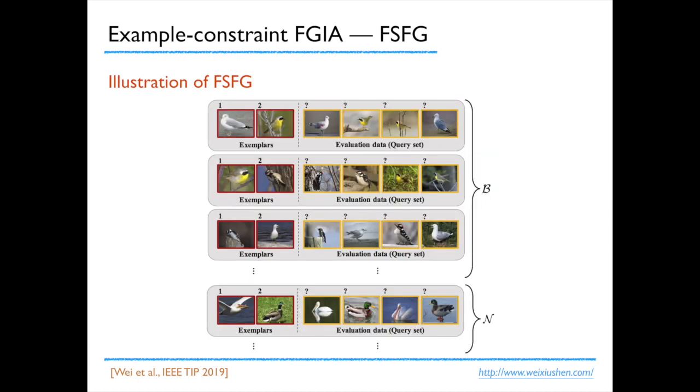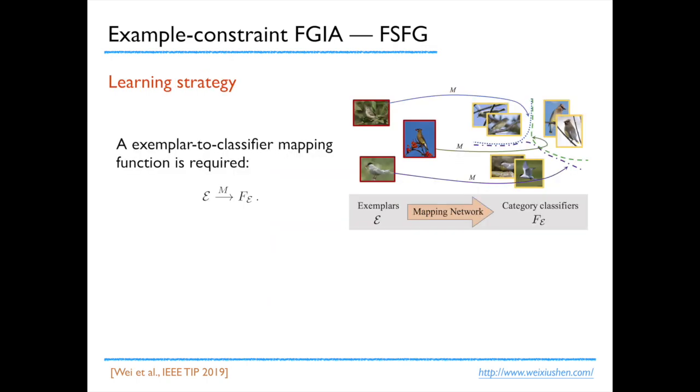We train the exemplar-to-classifier mapping based on a dataset B and test the few-shot fine-grained performance on another dataset N. Please note that there are no category overlaps between these two sets. Okay, that is the key idea of our proposed few-shot fine-grained model.